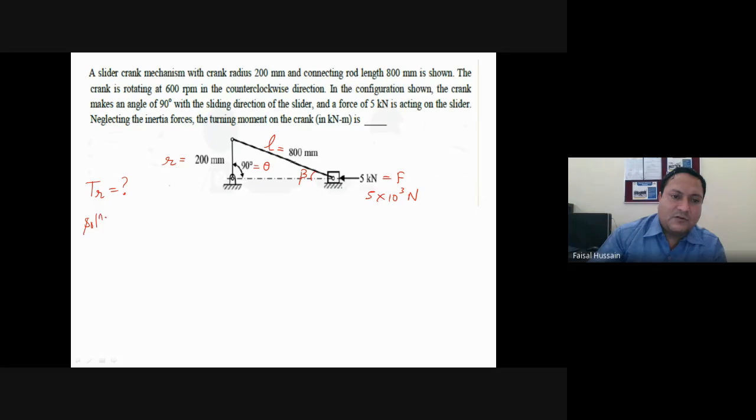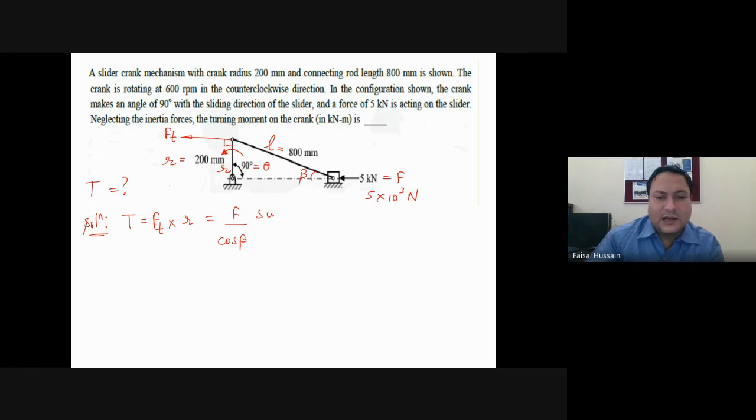In the previous problem, first problem, you have seen the torque, or just write T. So torque is the product of Ft and R. See, this is rotating in counterclockwise, so this will be your Ft at 90 degree, and this is R. So Ft into R. And what is Ft? F upon cos beta, sine theta plus beta, into R. So this is the expression. Okay.